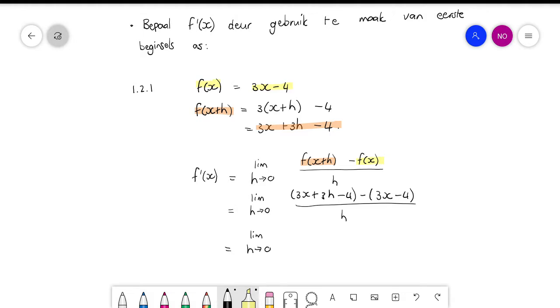Okay, next step we simplify, and remember the pro tip that I told you guys on Friday is that you have to make sure that f of x cancels out. Okay, so you'll see that the only thing left here is 3h over h.